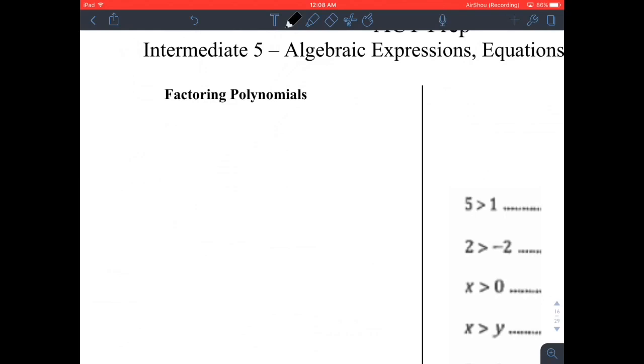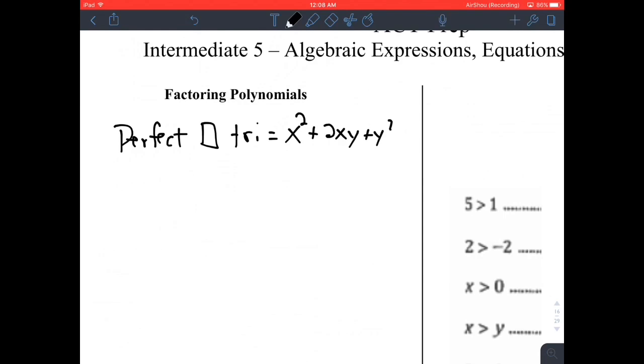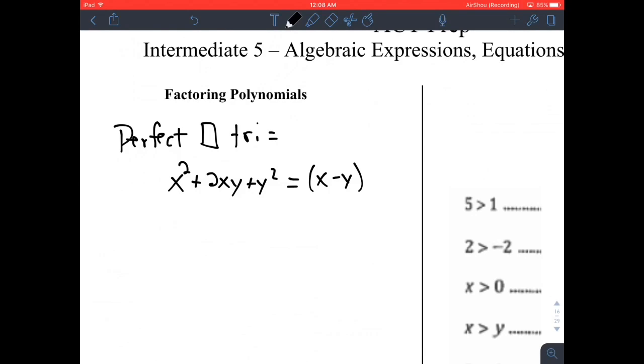Perfect square trinomial. That looks like this: x squared plus 2xy plus y squared. Let me put this down here. That's always going to factor into x plus y squared. Another version of the perfect square trinomial is x squared minus 2xy plus y squared. That will always factor into the binomial x minus y squared.